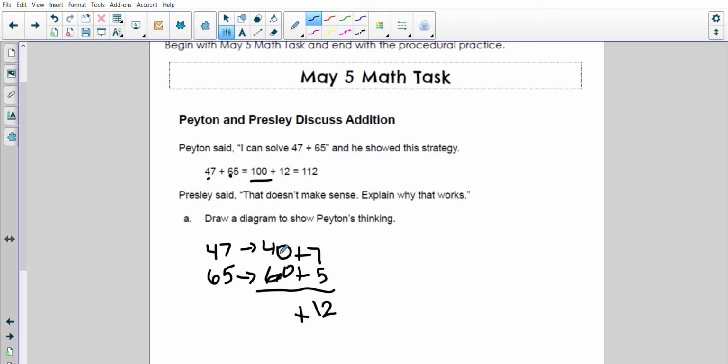And then add my tens place. So I have 0 and 0 is 0. 4 plus 6 is 10. So you can see that 100 plus 12 is the same 100 plus 12 that Peyton got at the beginning.